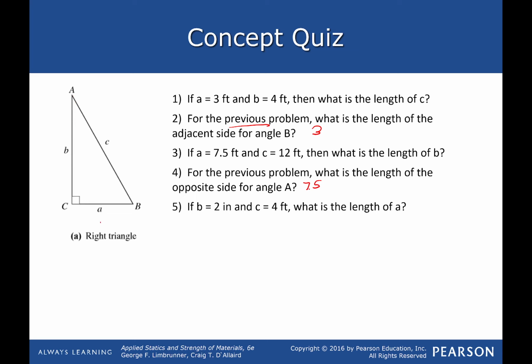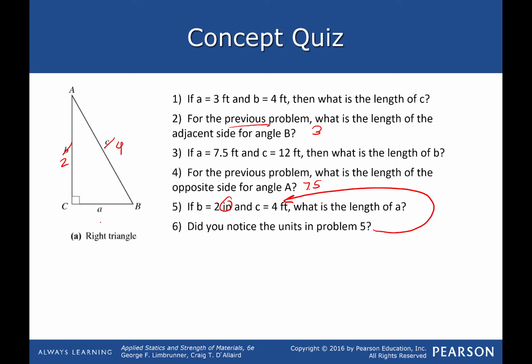So B is 2 inches and C is equal to 4 feet. What is the length of A? Okay, B is 2. C is 4. What is the length of A? I want you to know something. We made a horrible mistake just now. Did you notice the units? That's feet, that's inches. So it wasn't actually C is equal to 4, it's C is equal to 48, because that would have been 4 times 12, because there's 12 inches in a foot. So in that case, what is the length of A?